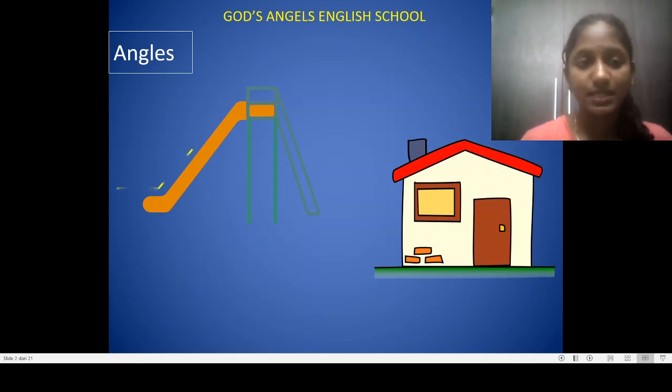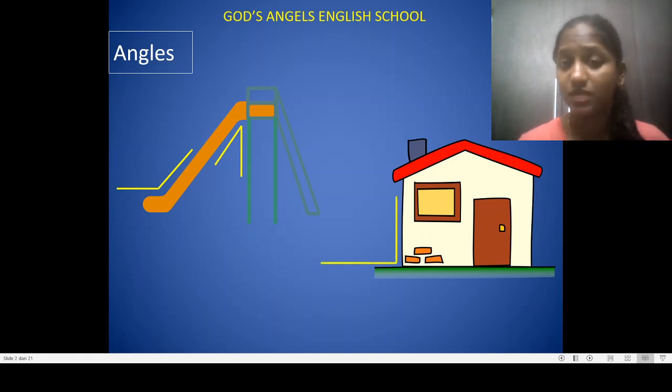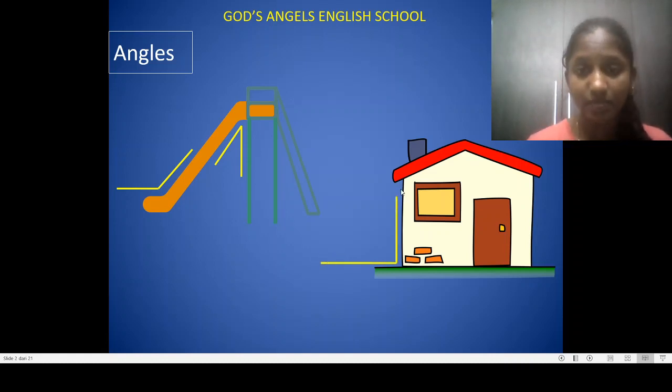So you can see this yellow line. This makes an angle. And here also a yellow line comes, means there is an angle, and here also near the house there is an angle. You can see these yellow lines which I have placed, that is an angle.